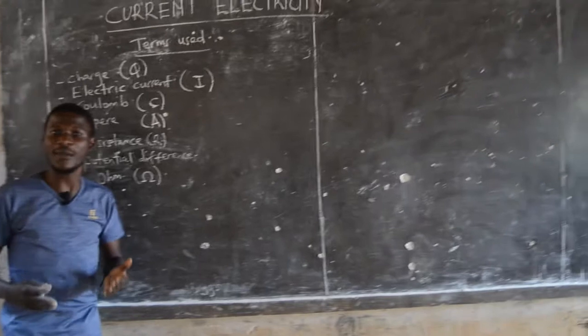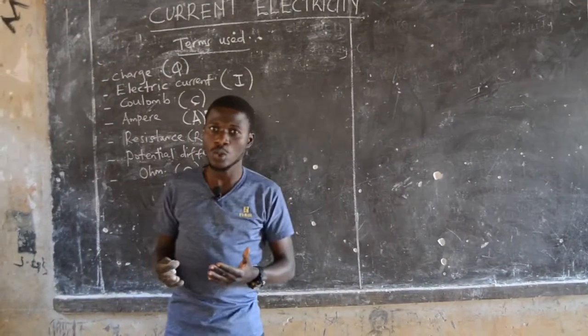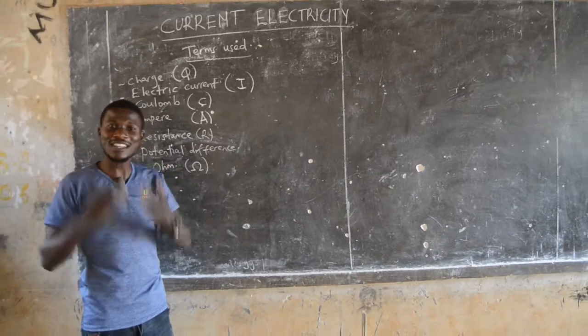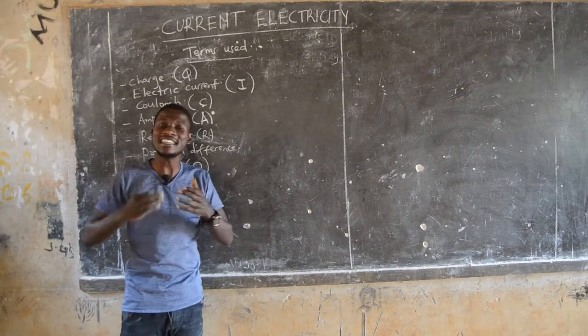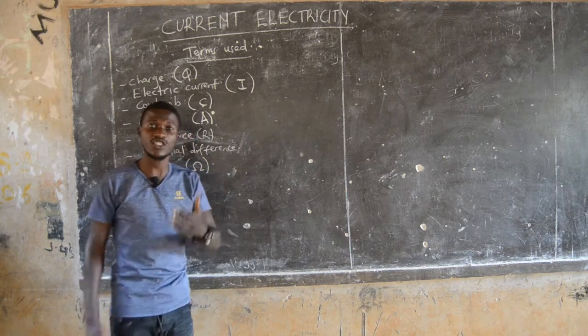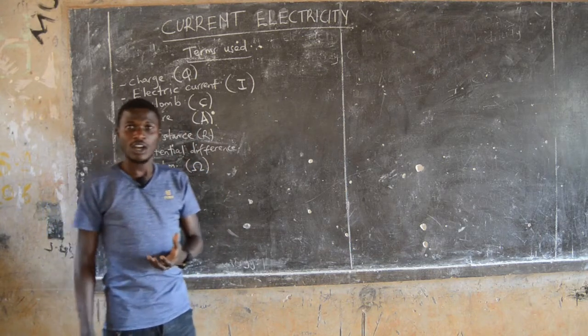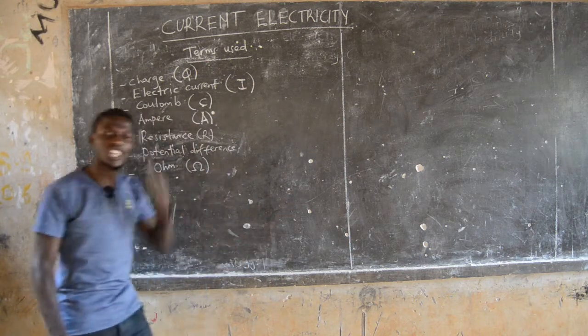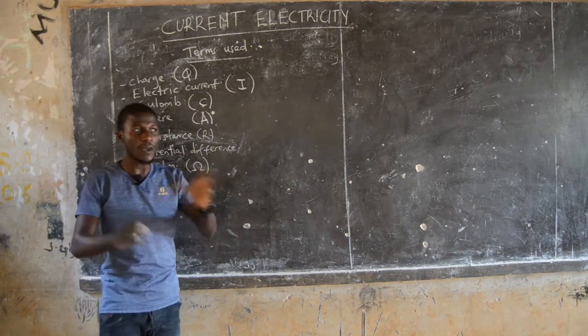But specifically, what are we going to talk about in current electricity? Okay, in current electricity, we are going to be dealing with electric charges in motion. Electric charges in what? In motion. I know some of you now are asking yourself, what is meant by the term charge? I can give you a simple example.